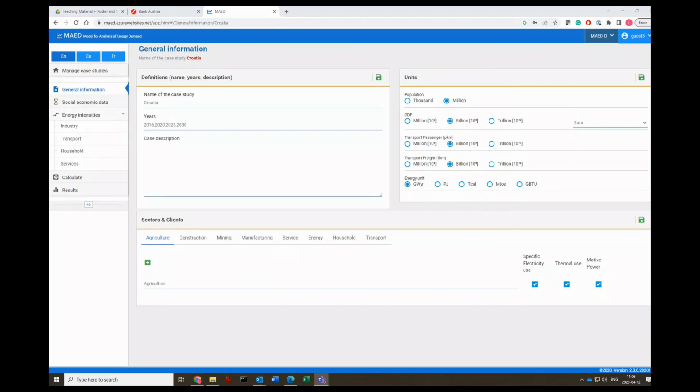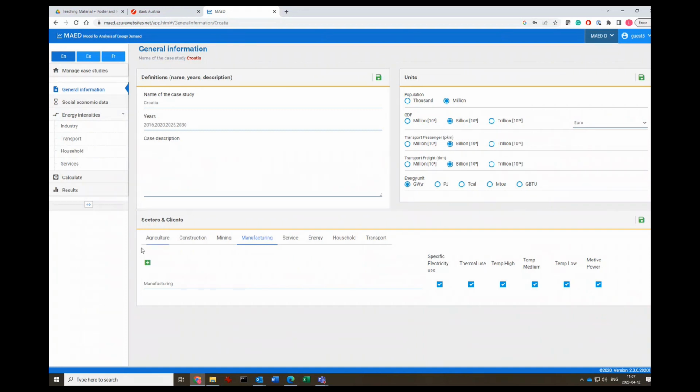So, for example, in agriculture, in this case, we assume that specific use of electricity, thermal use, and motive power will be used in the agricultural sector. For construction, as you can see, the same is done, so all three final uses will be needed in the construction sector. For mining, the same, and for manufacturing, as Soufiane explained, we also have the distinction between three temperature levels: thermal use at high temperature level, medium temperature level, and low temperature level, to distinguish different efficiencies of these processes.